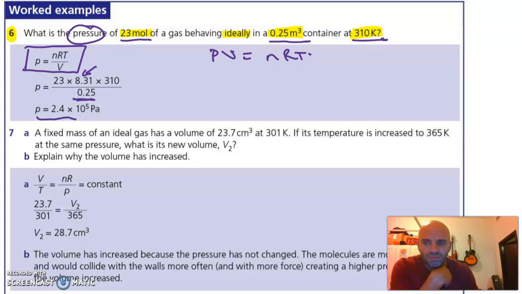So then they're just not worrying about any of the dimensional analysis, and just giving back the answer as 2.4 × 10⁵ pascals. So that's a fairly basic application. Hopefully that shouldn't be too difficult.